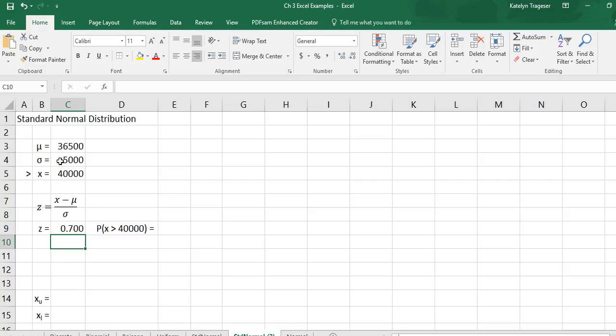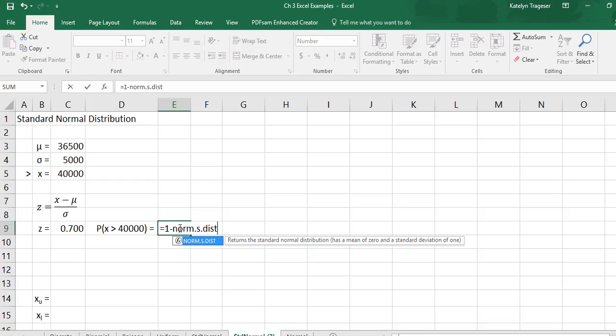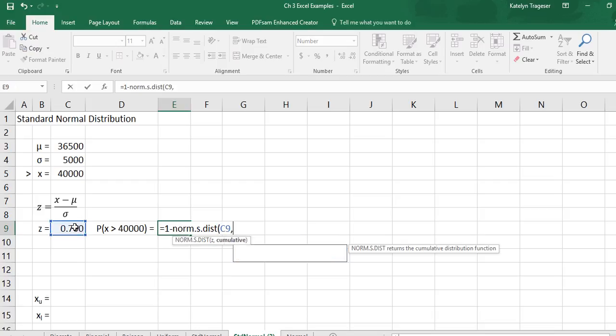So now we want to use that z-score and compute the probability that our tires will last more than 40,000 miles. So we want the area to the right of z equals 0.7. So be careful here, and remember, we want the area to the right, so this is going to be equals 1 minus, because the area under the entire curve equals 1. So 1 minus norm.s.dist, and we need our z value, 0.7, comma, true.